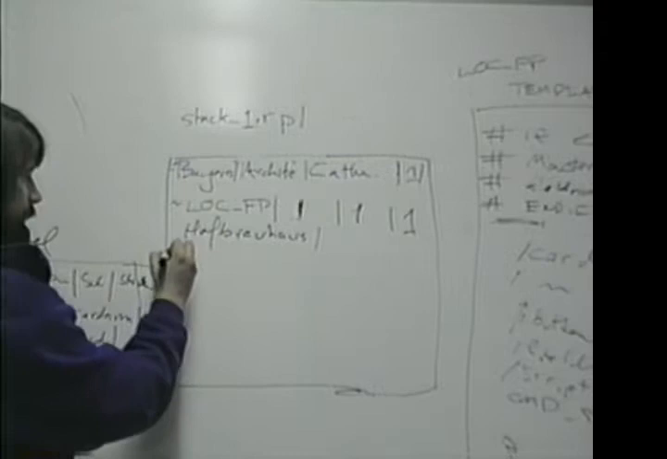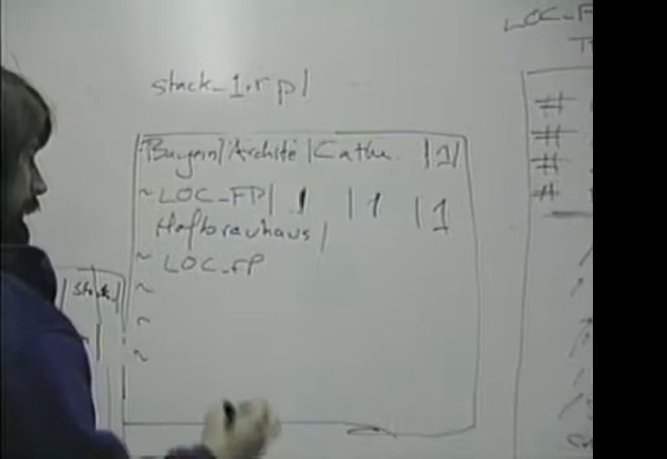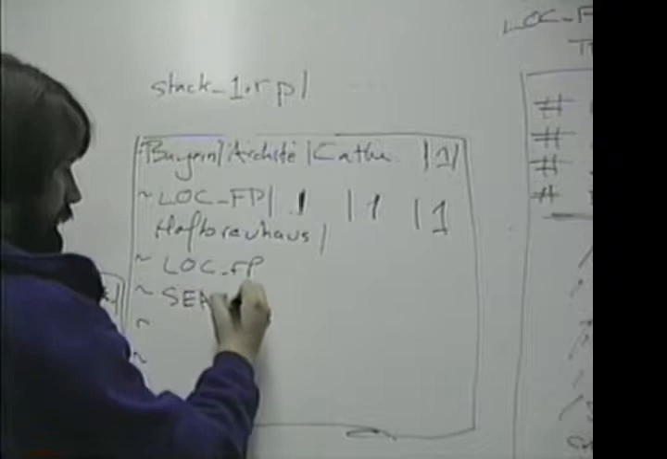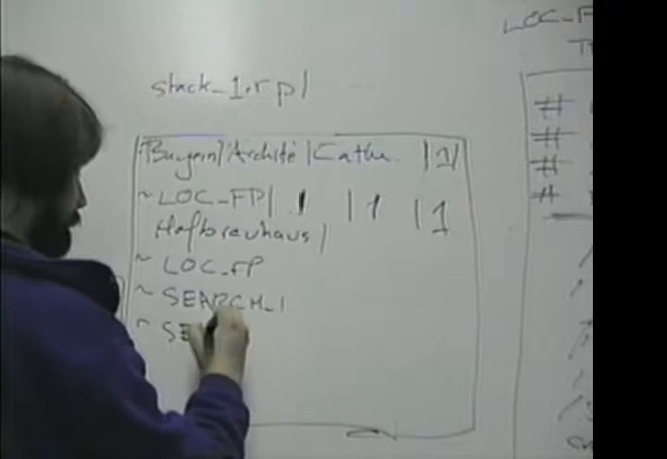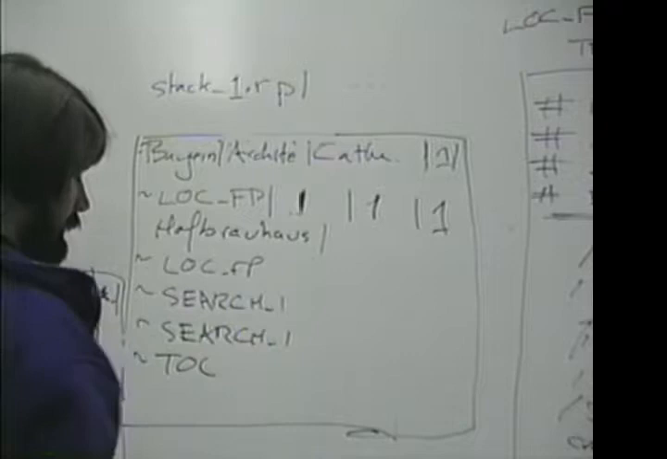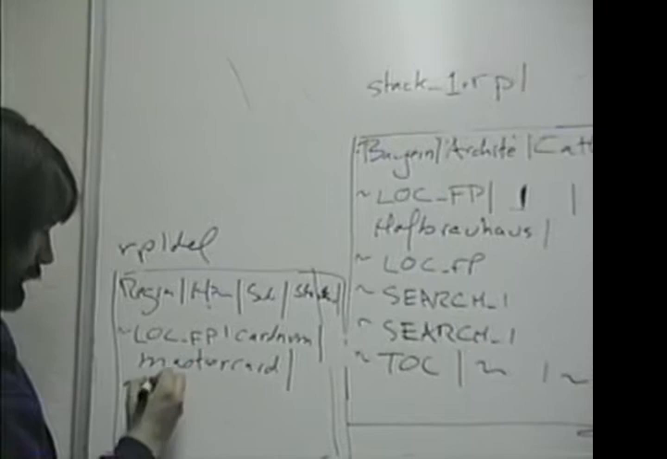Then we have a series of cards in this file. They can be lockfps. They might be any card you've created, any type of card you've created and decided to create a template for. Location cards. We have things called search one cards and search two cards, which are different levels of menu. Search two is right above a location. Search one is above that. One table of contents card, etc. These will all have data in them, and they'll all have matching definitions for naming purposes in here as well, in rpldef.